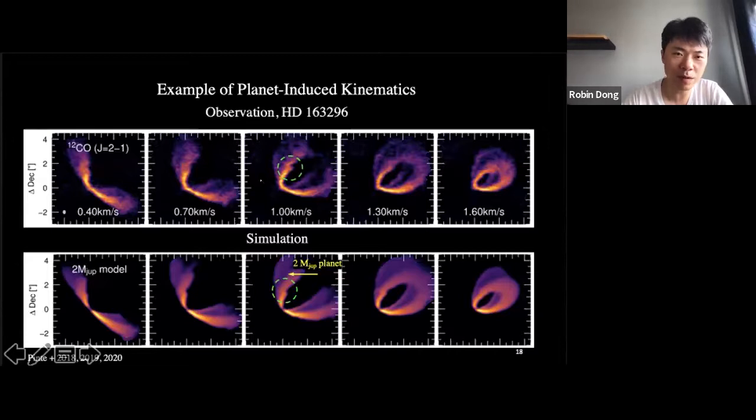But in the middle panel, we see the northern branch of the emission has an interesting kink, what people call a little zigzag shaped feature. This zigzag feature is not explainable by a simple Keplerian motion. And to explain this feature, people invoke giant planets. So in this simulation here, Pinte et al. found if you put a 2 Jupiter mass planet, this planet can perturb the velocity of the gas and reproduce this kink structure. So this observation has been taken as evidence of a giant planet in the disk.